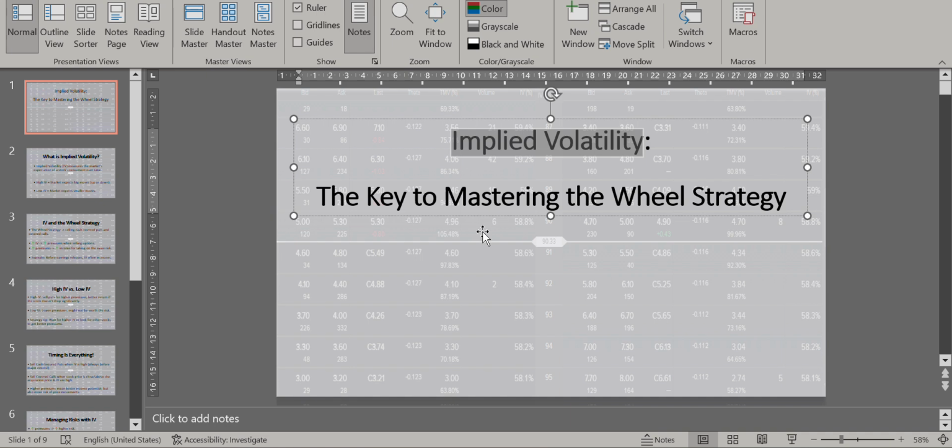It doesn't really matter the level of proficiency with options you're at. You can be a beginner, you can be a professional, and implied volatility is an important concept at every stage of your development as an options trader.